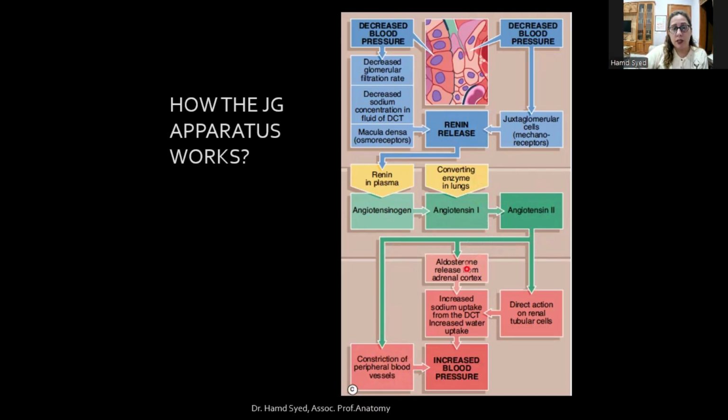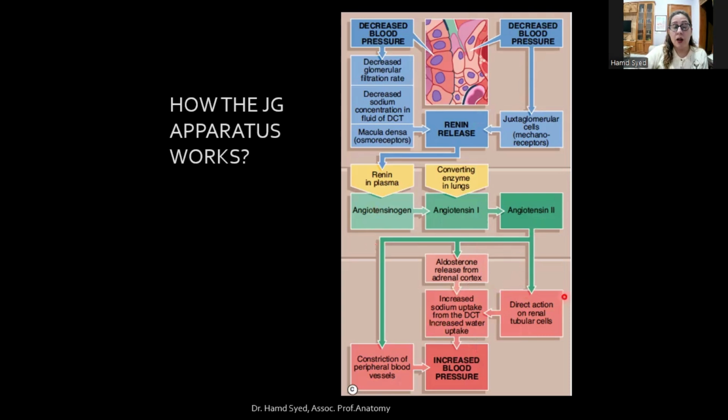It causes the release of aldosterone from the adrenal cortex, which increases sodium uptake from the distal convoluted tubule, which in turn increases water uptake, and of course that will lead to an increased blood pressure. Remember, angiotensin 2 also has a direct action on the renal tubular cells to cause the increased sodium uptake.